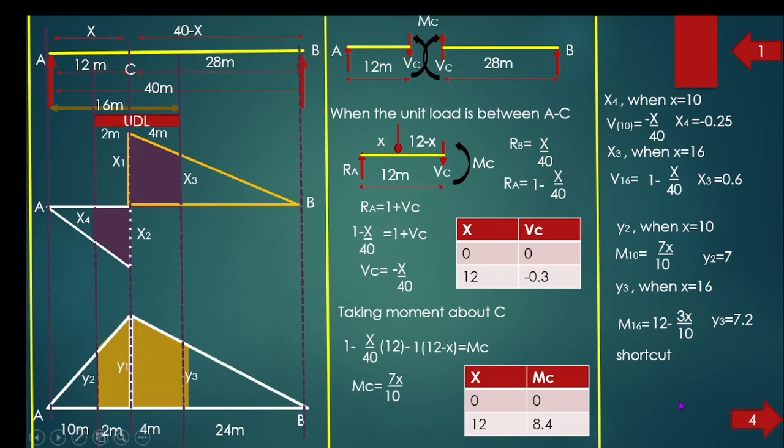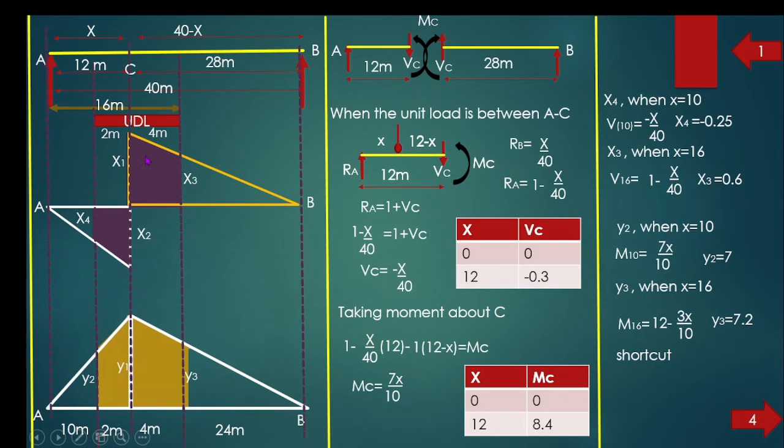before we proceed, I will show you the shortcut of getting all these ordinates. To get the shortcut of getting all these ordinates, first and foremost, you have to know how to draw the influence line diagram. So basically, in an examination setup, when you don't have time, know that the influence line diagram for a section is of this nature.